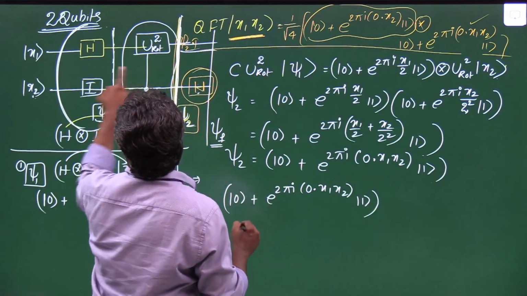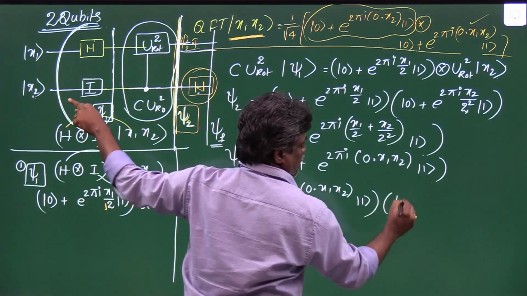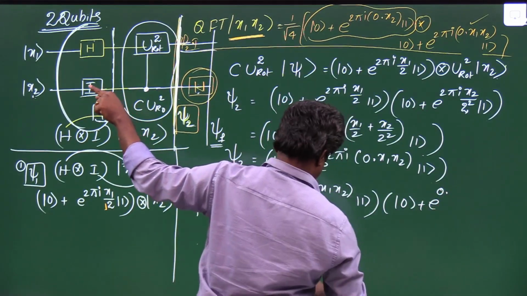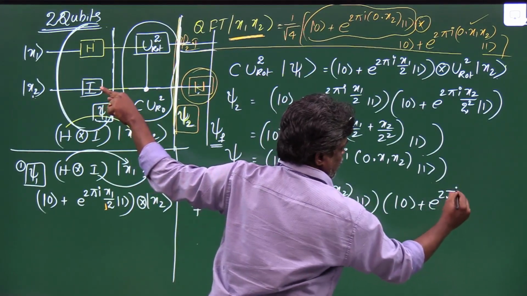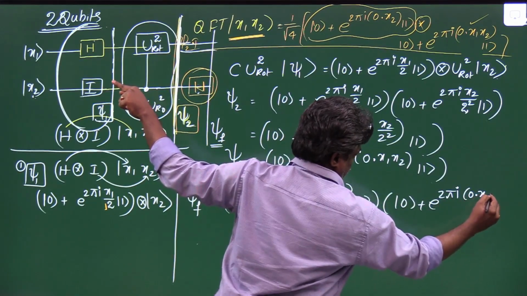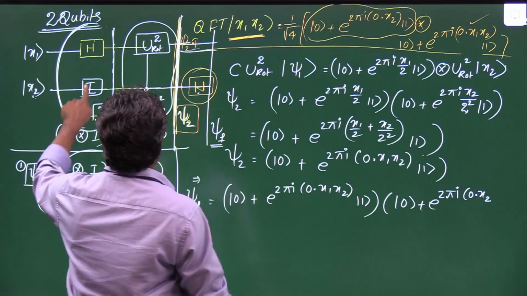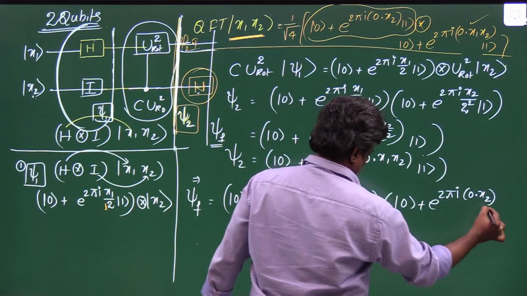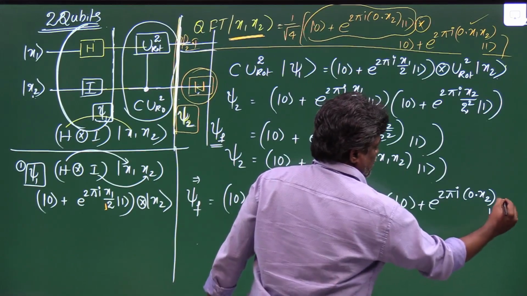Please tell me, h operates on x2, what will it be? e raised to 2 pi i point x2. Yes, point x2, sir. Because x2 by 2 is nothing but point x2 1. Is it okay, sir?